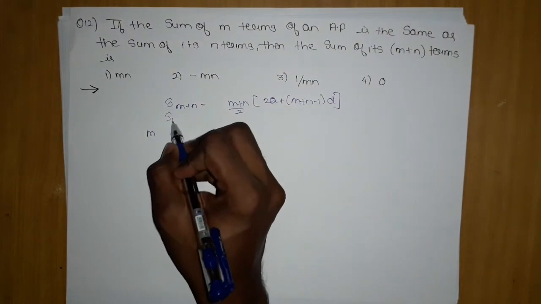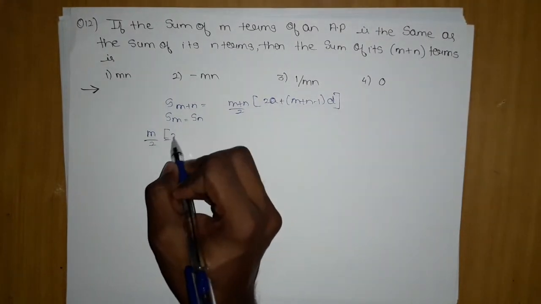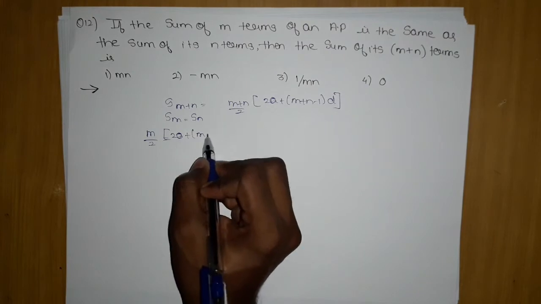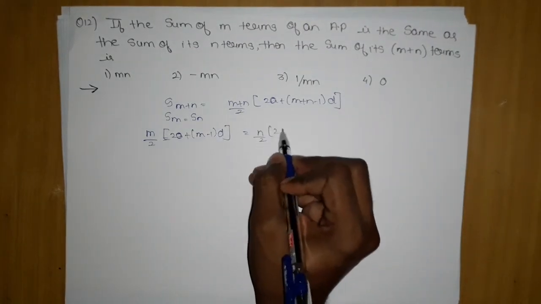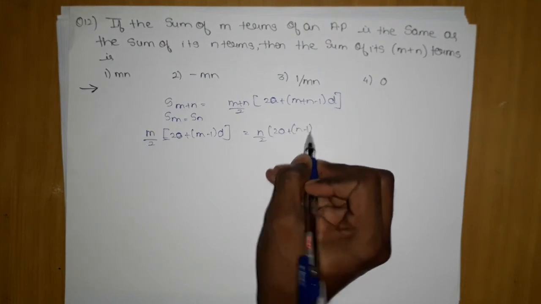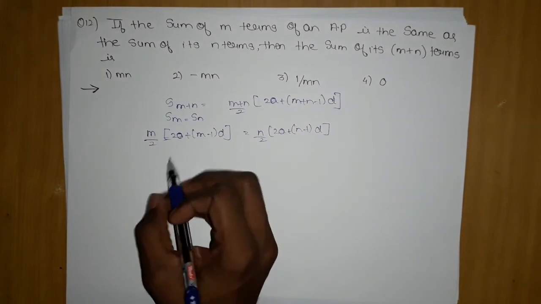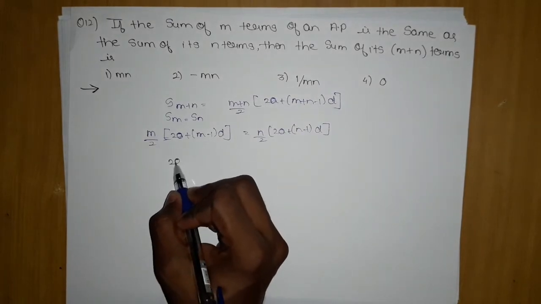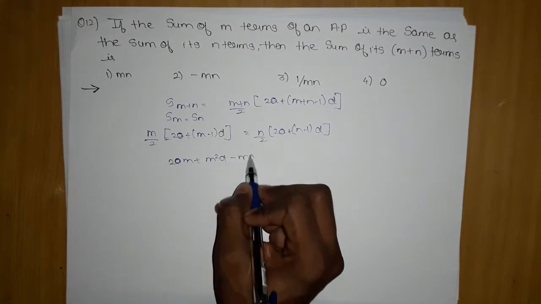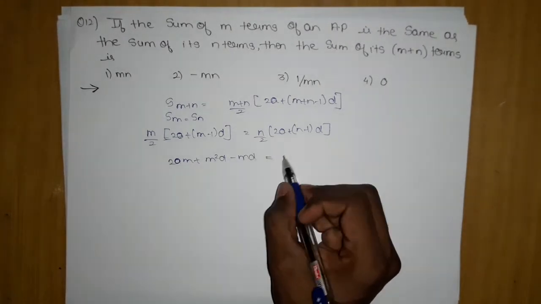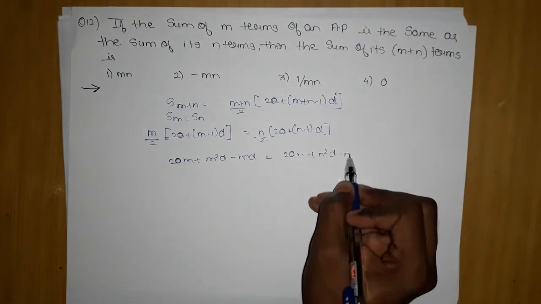Sm is equal to Sn. So m by 2 into bracket 2a plus bracket (m minus 1) into d should be equal to n by 2 into bracket 2a plus bracket (n minus 1) into d. In the next step, the 2 will move on. 2am plus m square d minus md should be equal to 2an plus n square d minus nd.